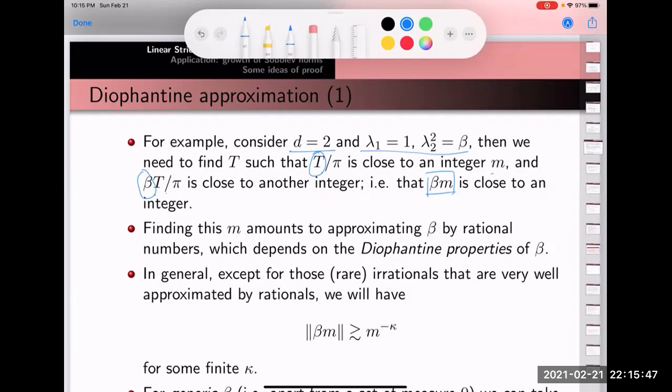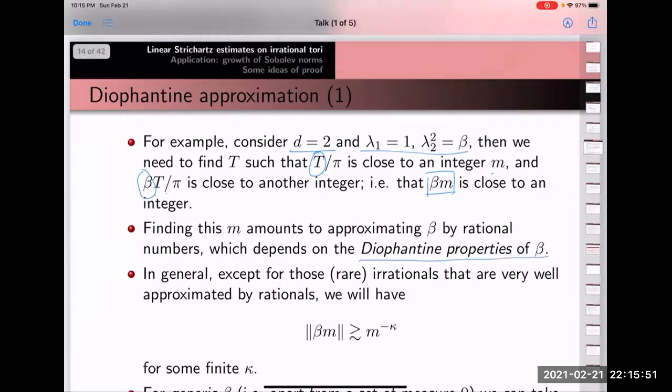Okay, and this actually turns out to be dependent on the Diophantine property of beta. And of course, there's a lot we can say about Diophantine properties. But here we'll just focus on the simplest case where we have a generic beta. A generic beta means that we're considering all the beta in R plus except for a set of measure 0.